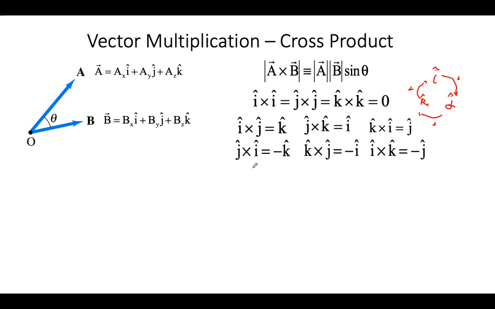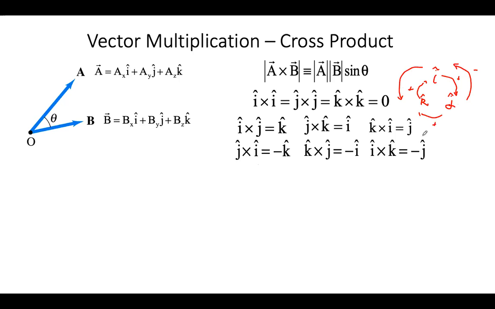On the other hand, if you go the opposite direction, if you go this way around, the resulting unit vector is the missing unit vector, but it's negative. So i cross j, j cross i, for example, would be minus k. And i cross k would be minus j.